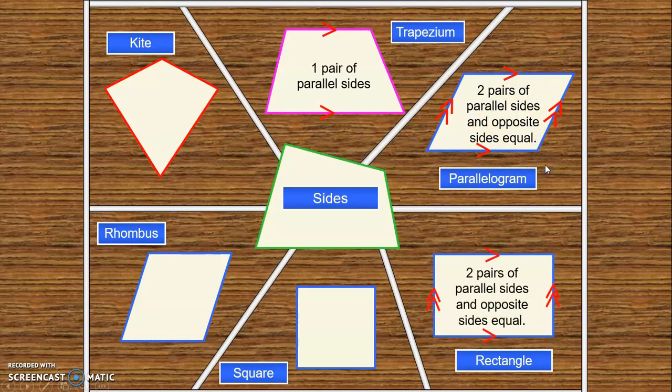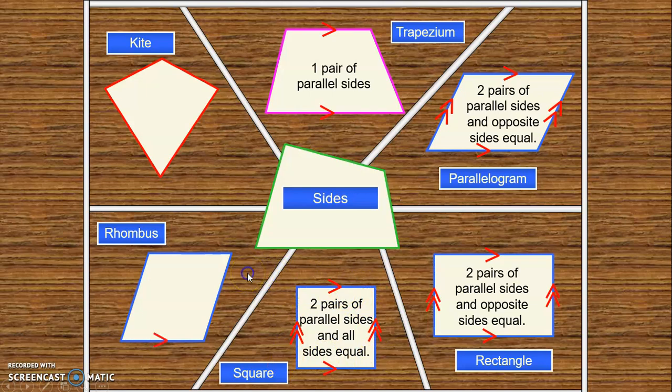Next, rectangle. A rectangle also has two pairs of parallel sides. This is the first pair and this is the second pair. And all opposite sides are equal, showing with this arrow that this is parallel to this and this is parallel to this. Next, square. A square has two pairs of parallel sides and all sides are equal in length.